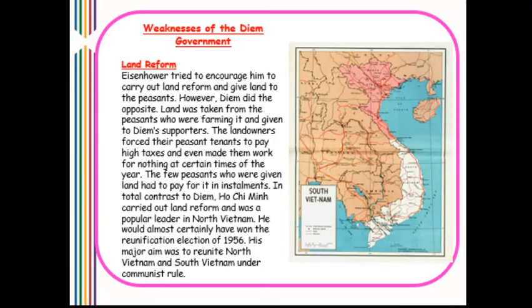In total contrast to Diem, Ho Chi Minh carried out land reform in the North, and this was very popular because he was a popular leader in North Vietnam. He would almost certainly have won the reunification election of 1956. His major aim was to reunite North Vietnam and South Vietnam under one country, under communist rule.